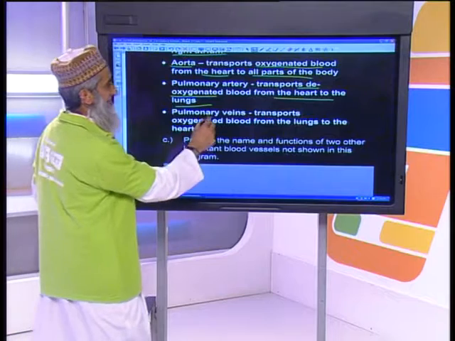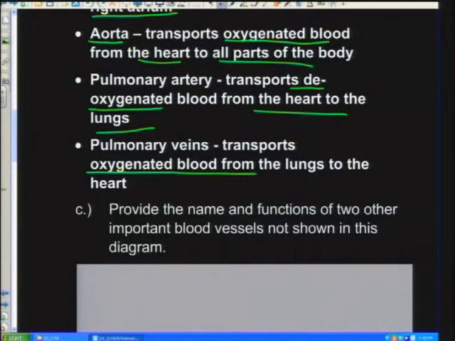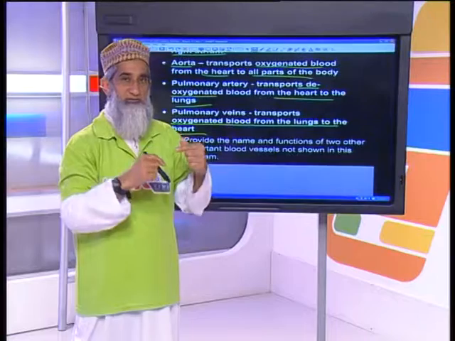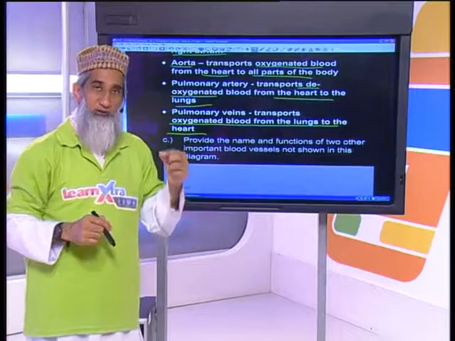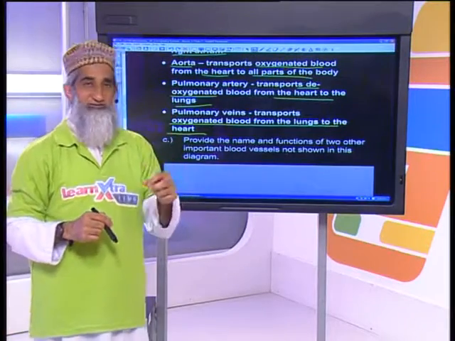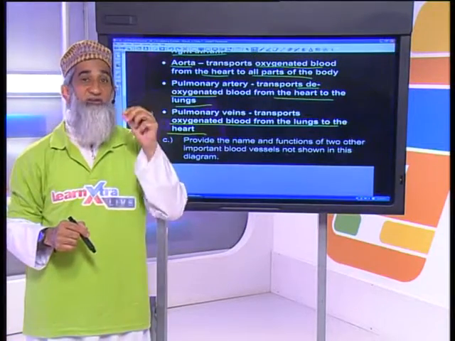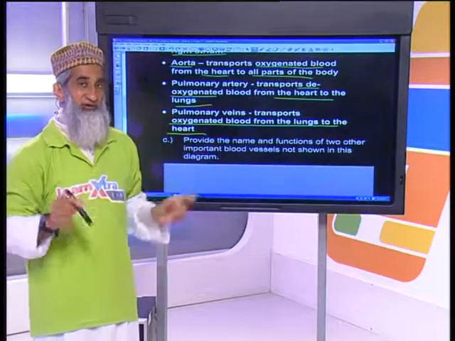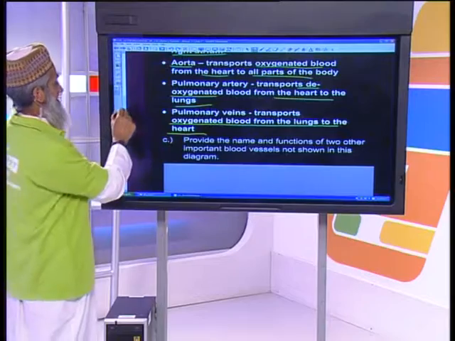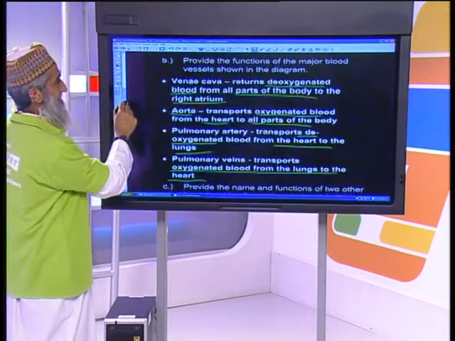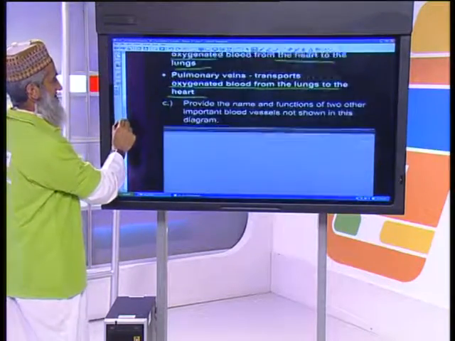The pulmonary veins transport oxygenated blood from the lungs to the heart, returning the blood from the lung to the heart. Now, just as I told you about the pulmonary artery, the pulmonary veins are the only veins that transport oxygenated blood. All other veins in the body transport deoxygenated blood. So those are the main blood vessels as we have named them.